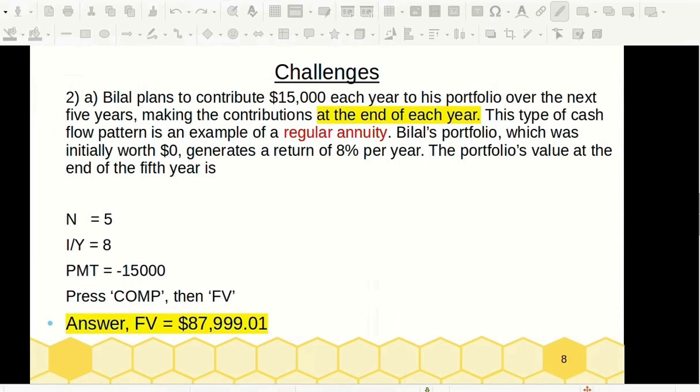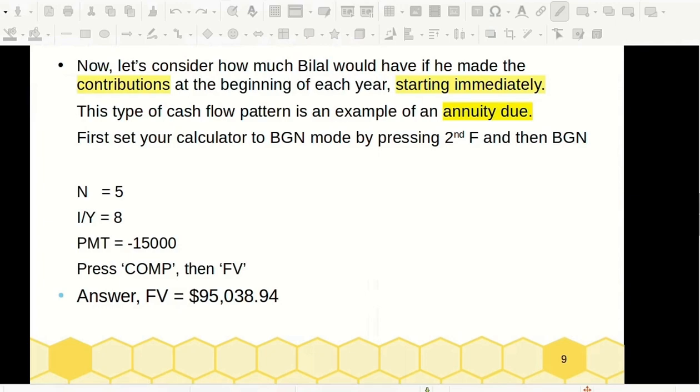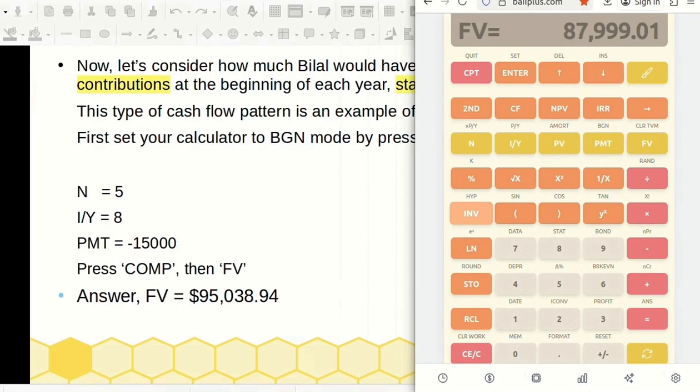Now, let's consider the same example but with a small variation. Here, Bilal would make the contributions at the beginning of each year, starting immediately. This type of cash flow pattern is an example of an annuity due. So the moment we find the terms contributions at the beginning of each year or contributions starting immediately, then immediately set your calculator to the BGN mode by pressing second F and then the BGN key.